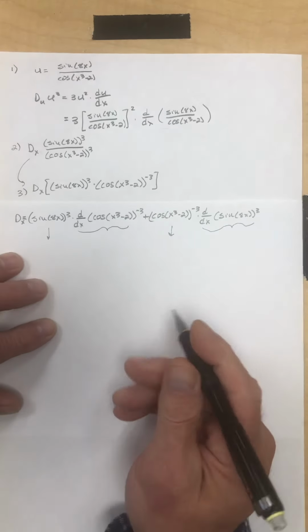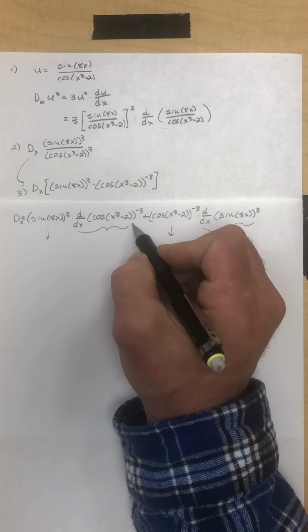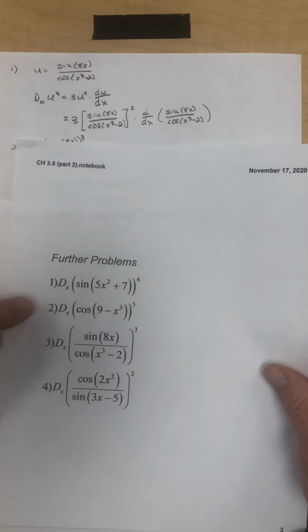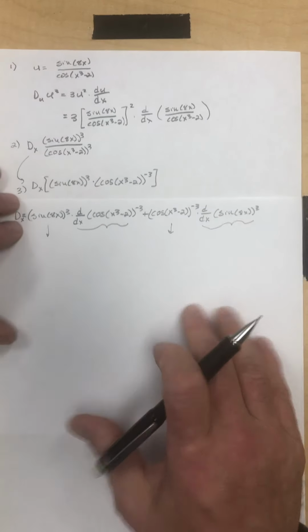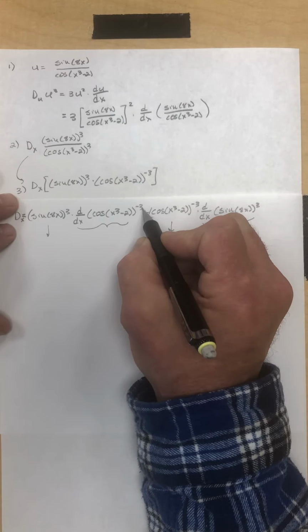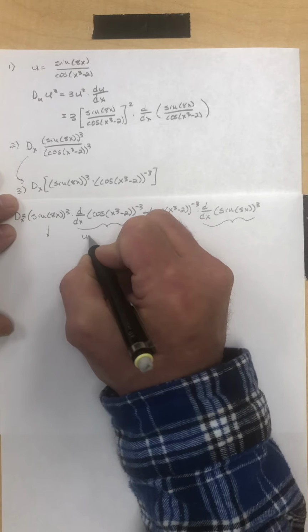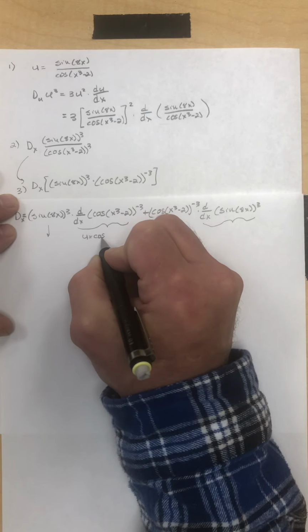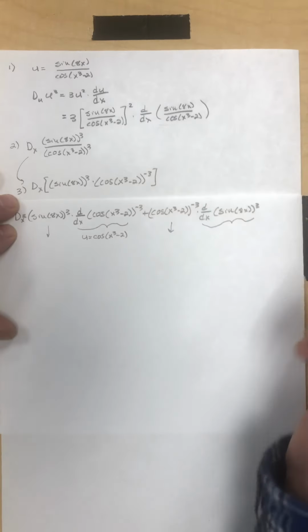All right, so let's see, if I'm doing this guy, it's just like these first two problems that we did in the last video. Just like these guys. So I have to deal with this outside exponent, so I let u be everything inside. So u ends up being cosine of x cubed minus 2 right there.